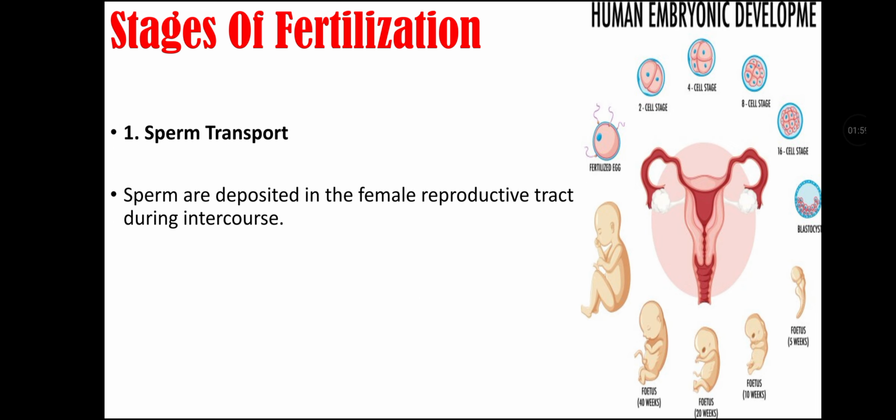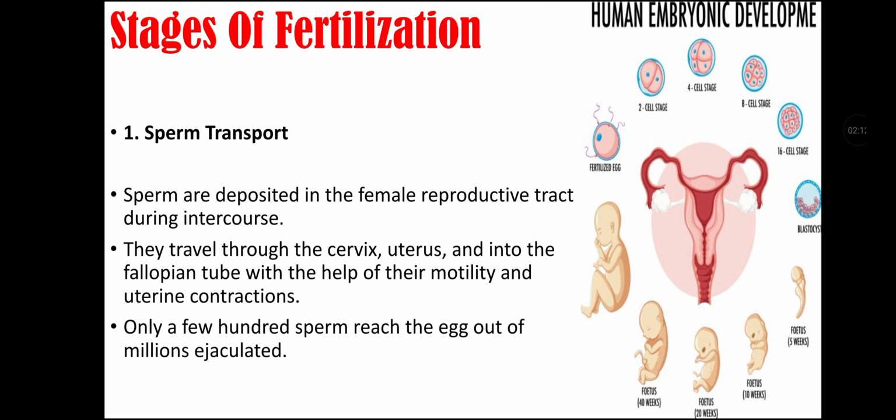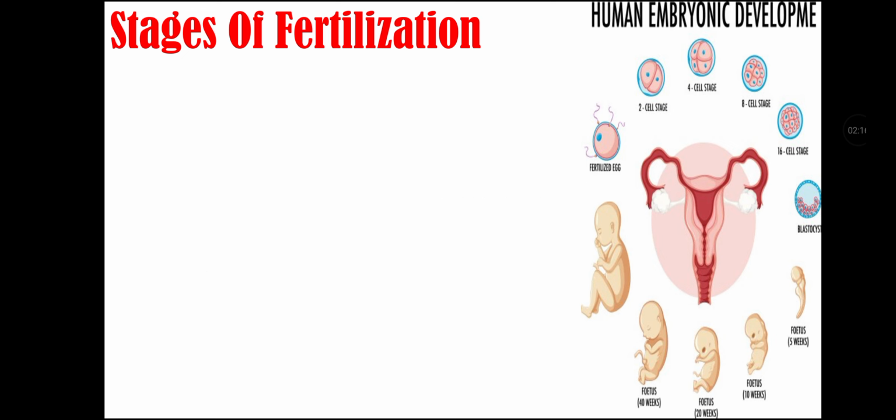So first stage is sperm transport. It is when sperm are deposited in female reproductive tract during intercourse. They travel through cervix, uterus and into the fallopian tube with the help of their motility and uterine contraction. Only a few hundred sperm reach the egg out of the million ejaculated.